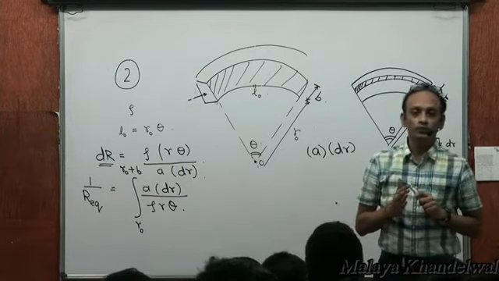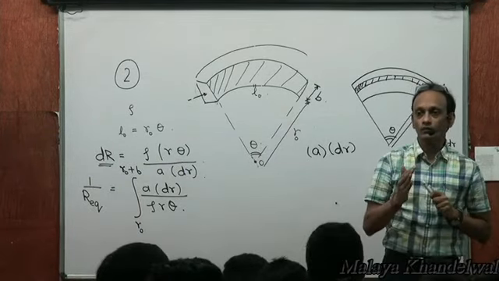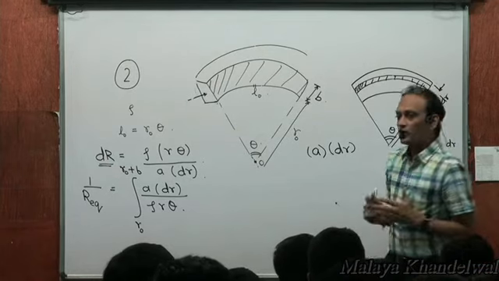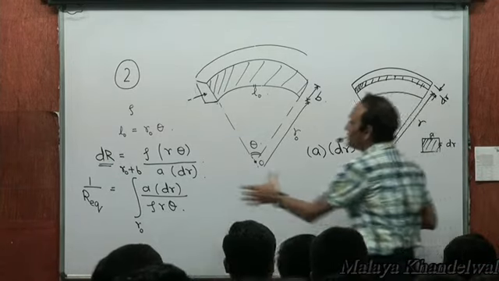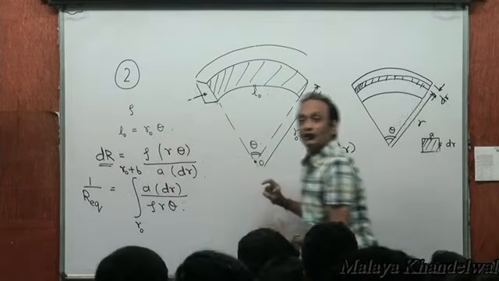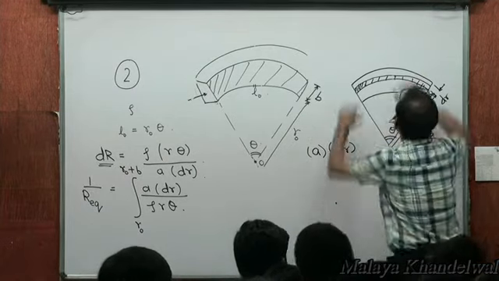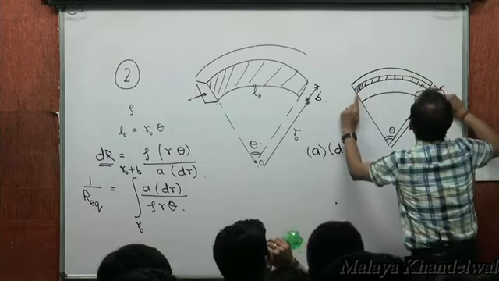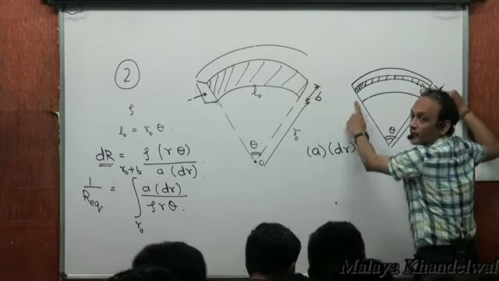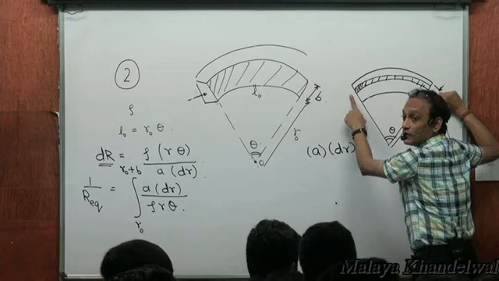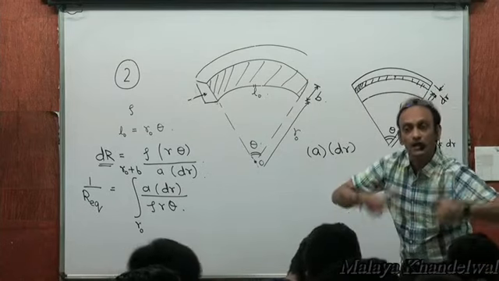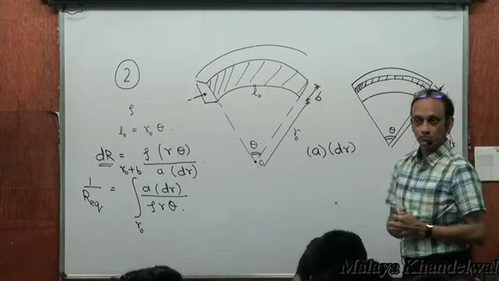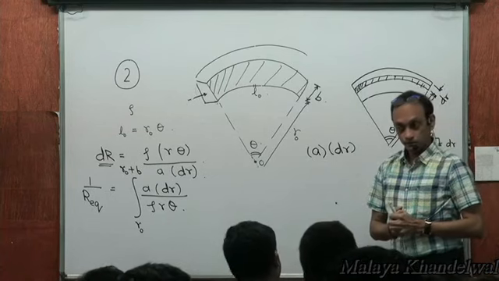Yes or no? Because they are in parallel. All these dRs are in parallel. And why are they in parallel? Because, look at this resistance. They are connected across the same ends. That means the drop in potential is the same. If the drop in potential is the same, they are in parallel. Right?